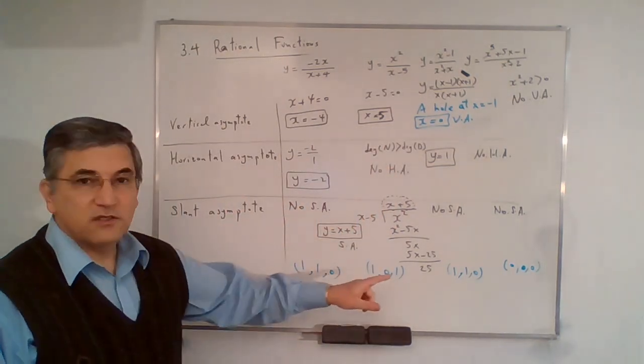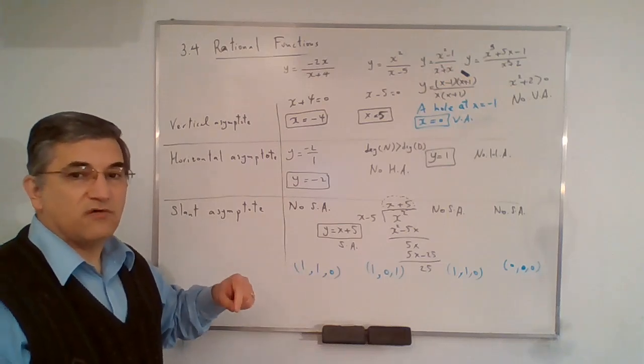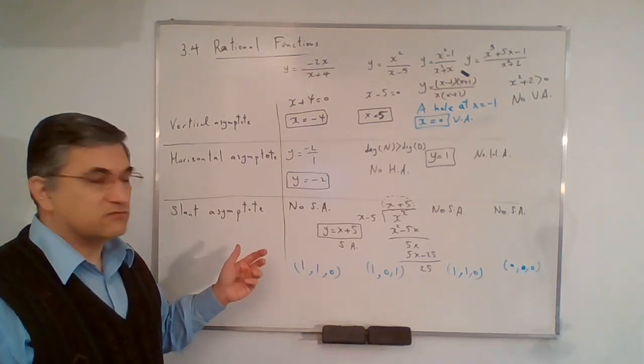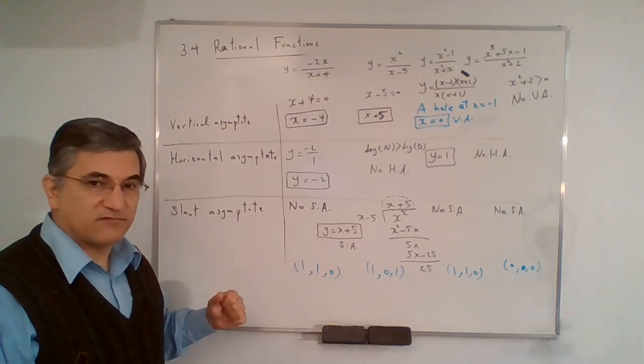So it's kind of interesting when you want to consider the number of asymptotes in general that a rational function can possibly have. Thank you very much.